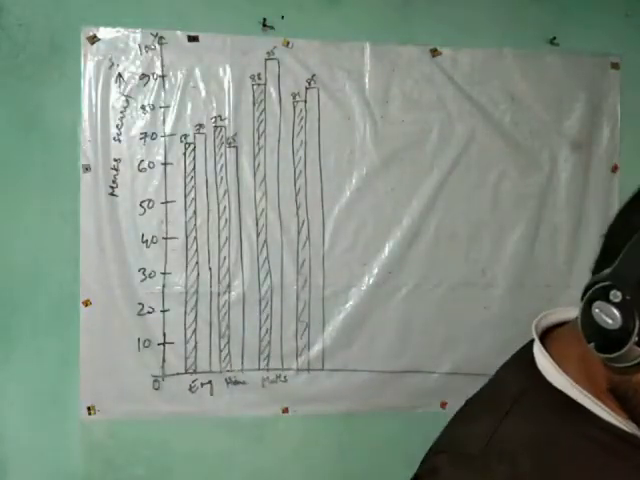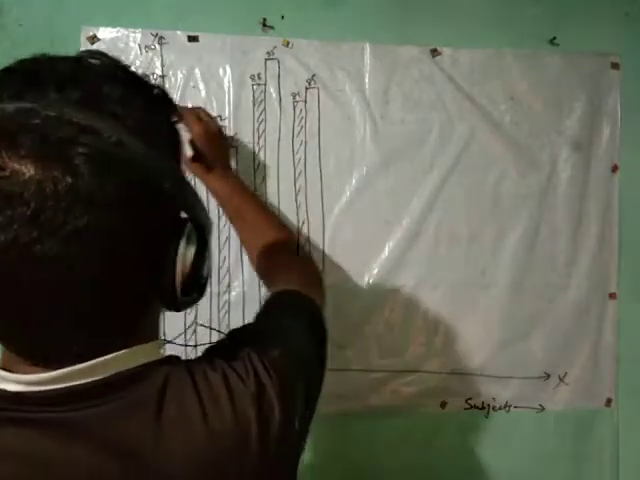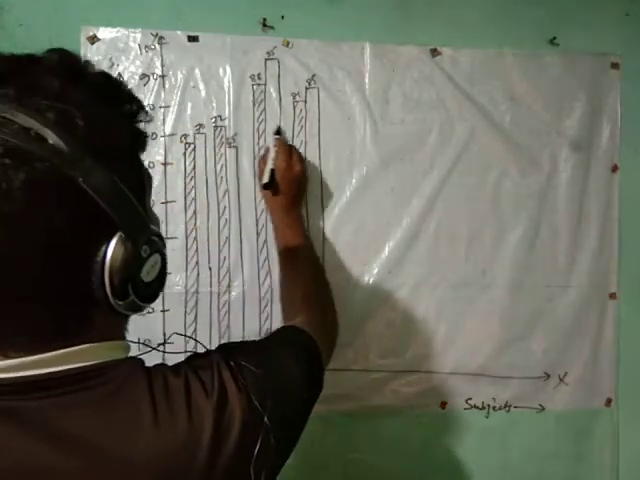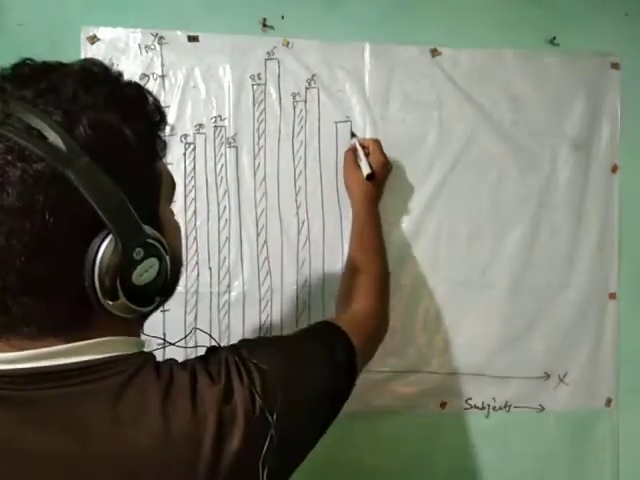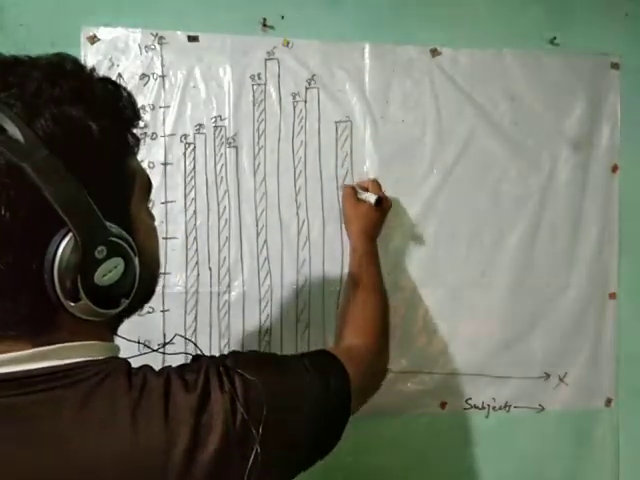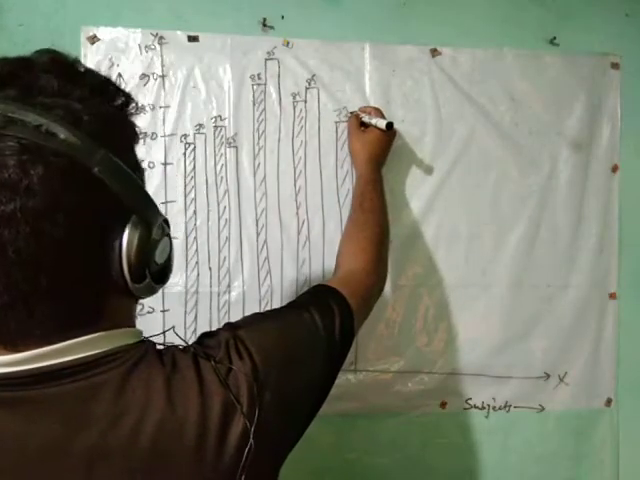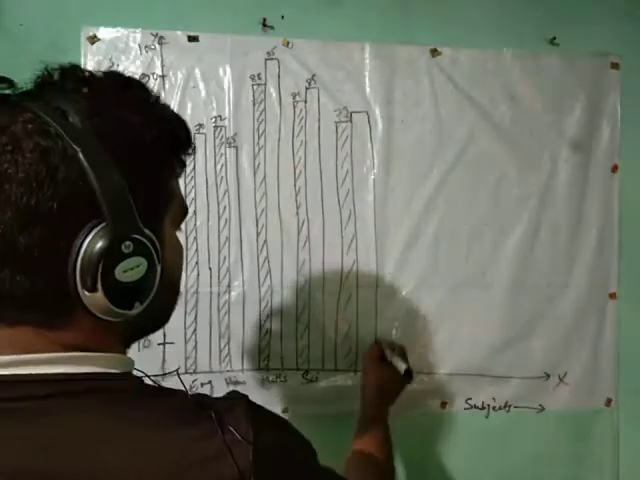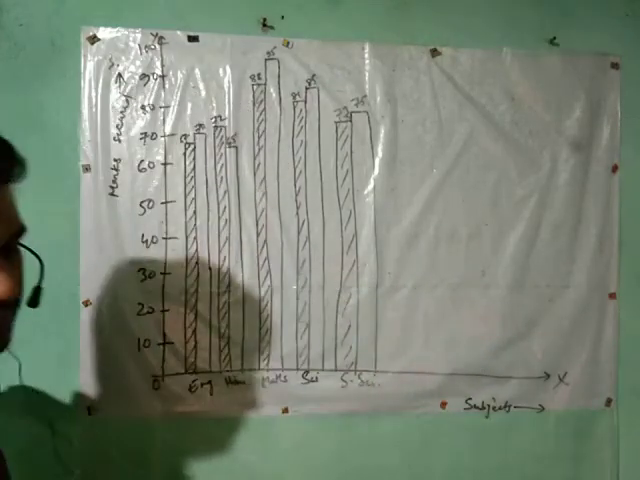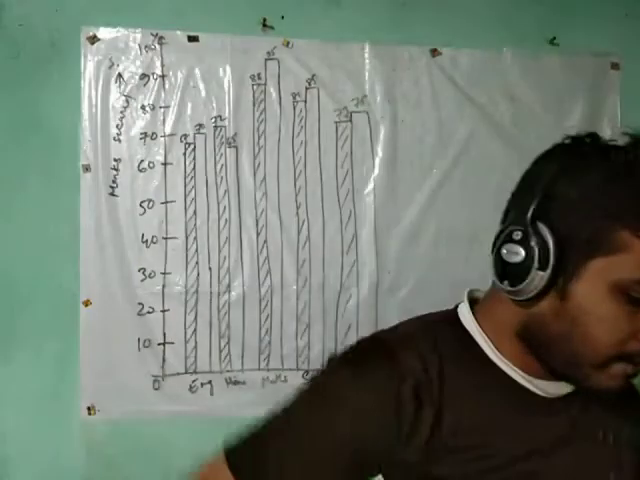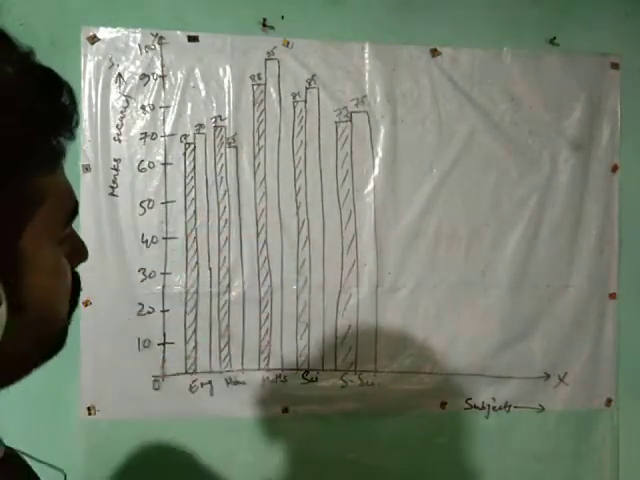85. After that, social science 73, 75. 73 will come here, then 75 somewhere here, up to here. 75, it is what? Social science. So I hope you have understood the bar diagram, how we have drawn it, isn't it?